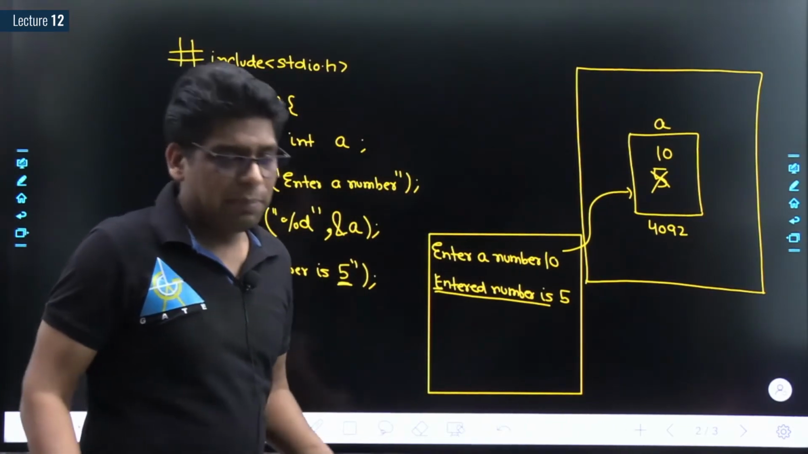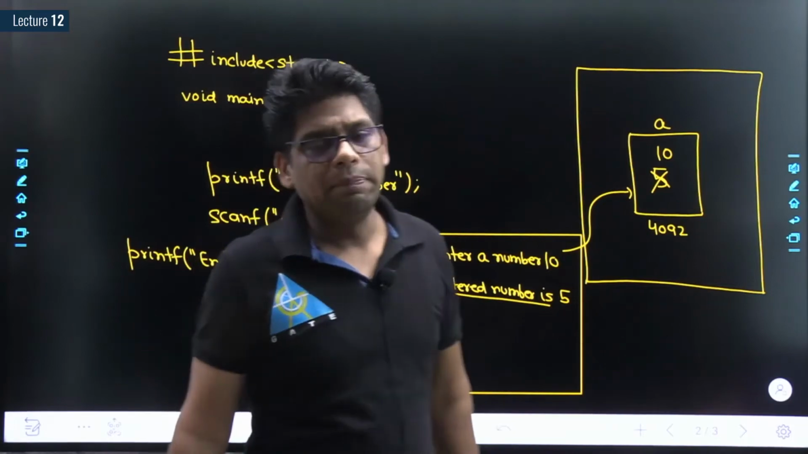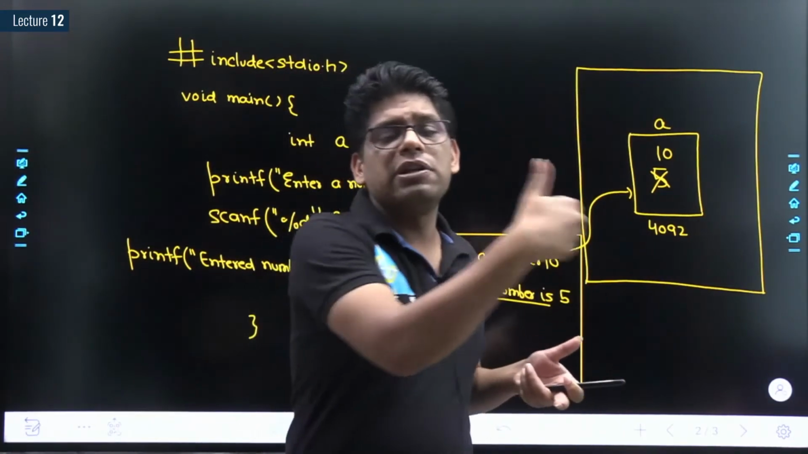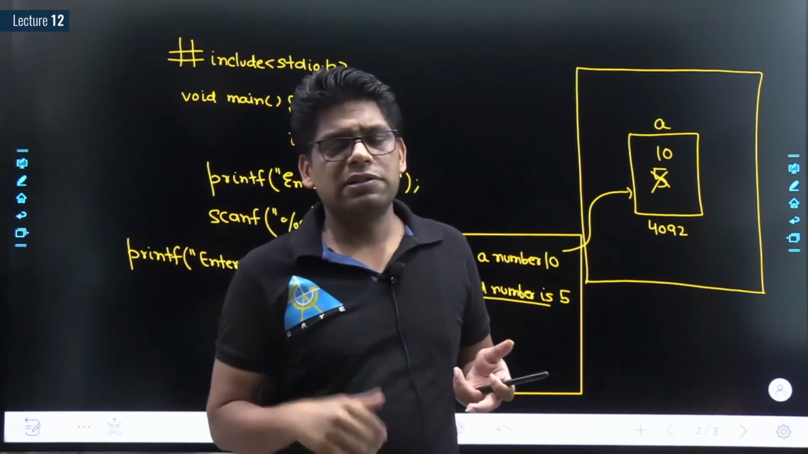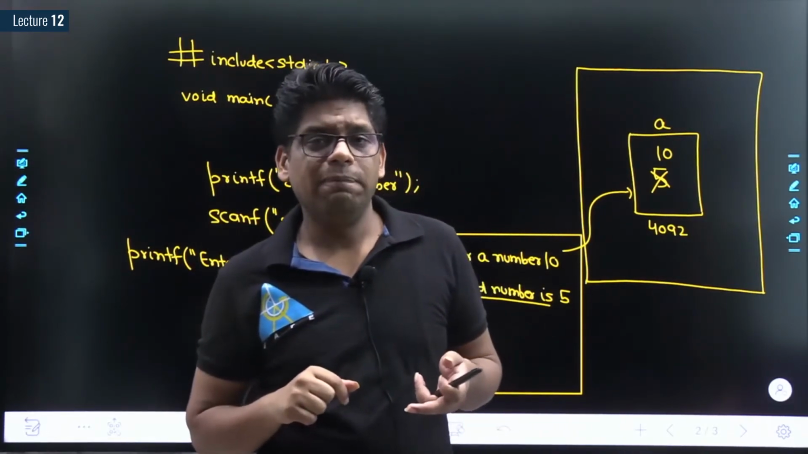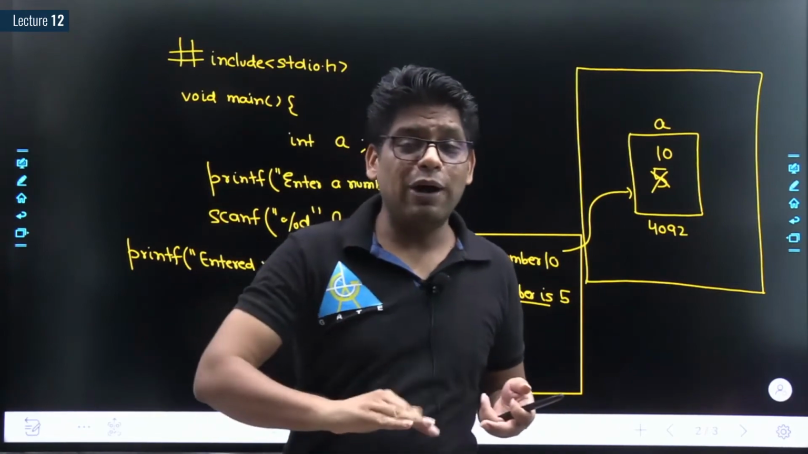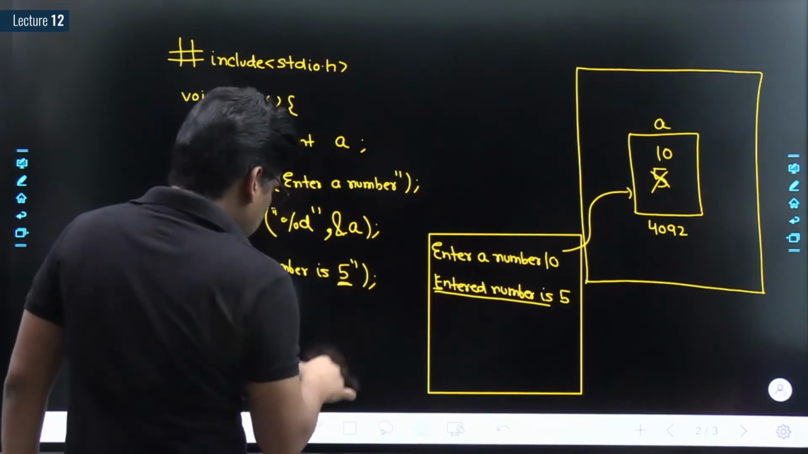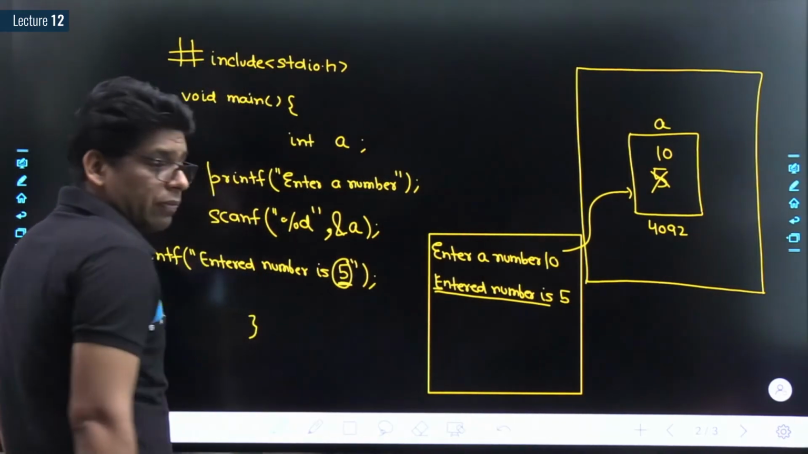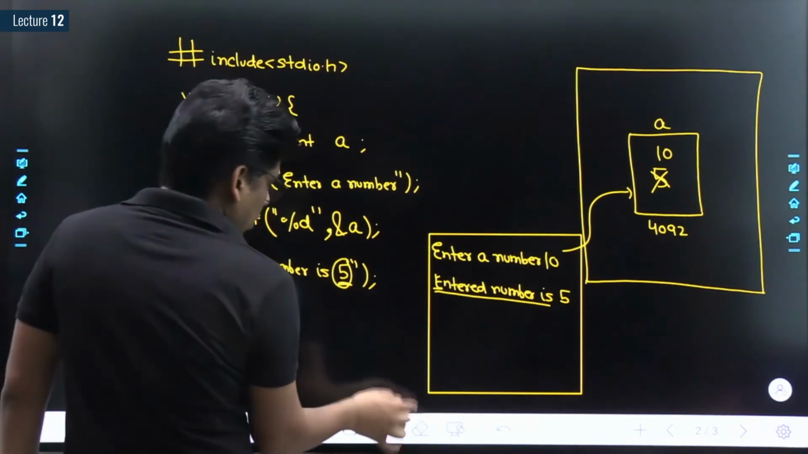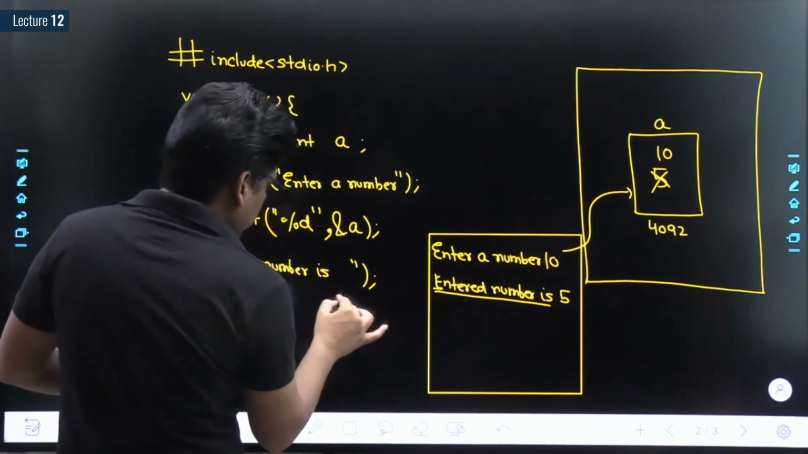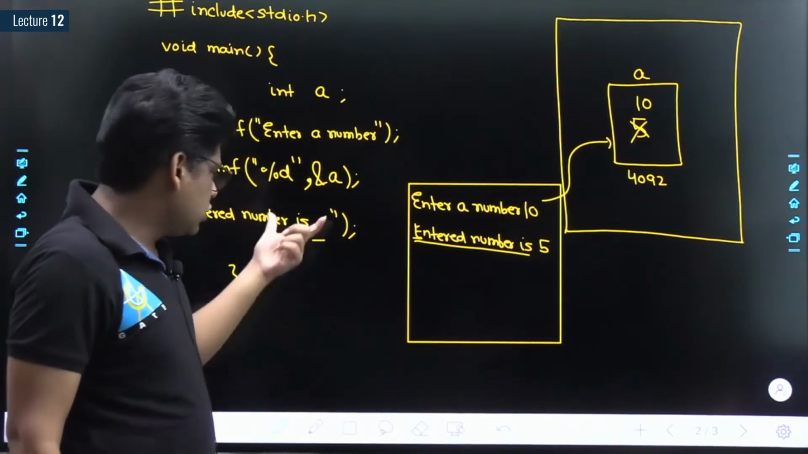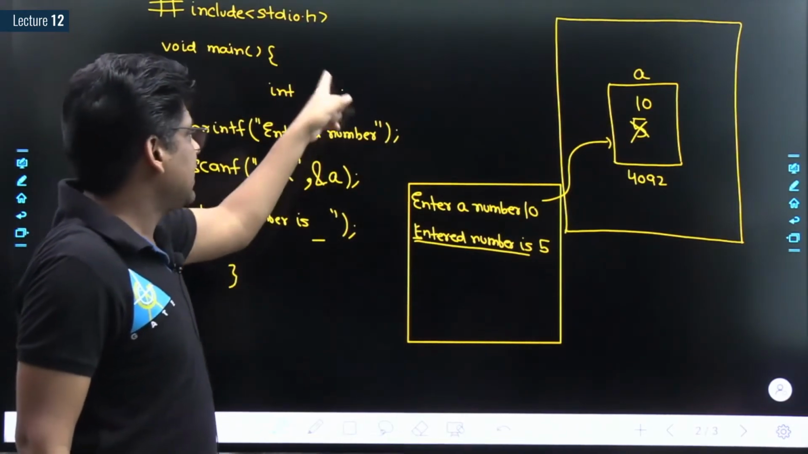No. It may happen that the first time you run this program the user enters 5. Then the output should be: Entered number is 5. And let us suppose the second time you execute this program, the user enters 21. Then the output should be: Entered number is 21. So try to understand. Do we want this 5 as text? No. What do we want printed here? The value inside variable A.